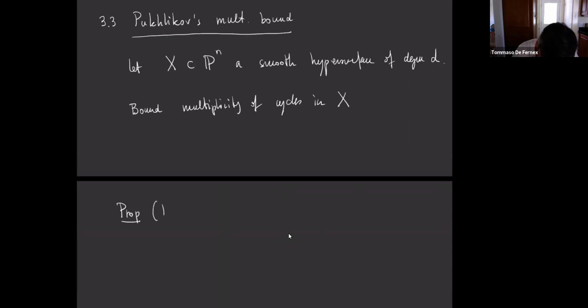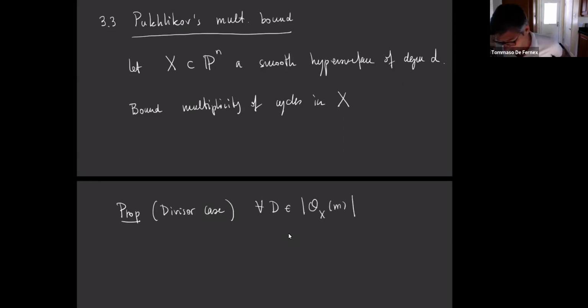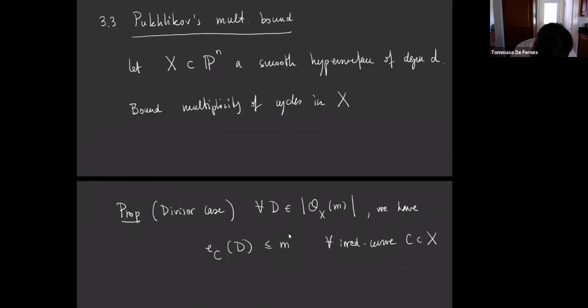So this is the easy divisor case. Okay, so it says the following. For every divisor D in X which is cut out by an equation of degree m, so it's an element in the linear system, we have that the multiplicity of D along any curve is bounded by m. And this is true for every irreducible curve C inside X. So it's not true that the multiplicity of D at any point will be bounded by m.